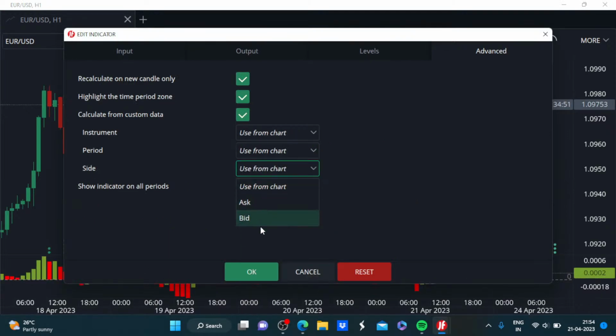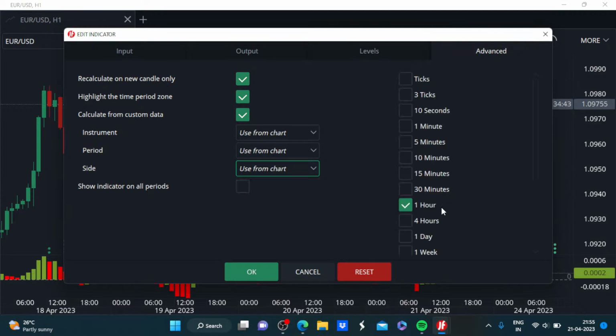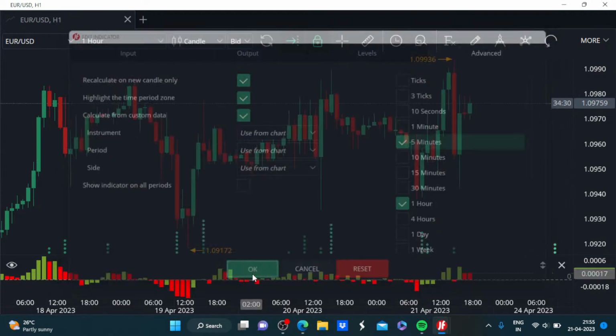Spread side, ask and bid, you can use this. Only slight difference will be there, not much. Show indicator on all the periods. So for example, if you want this indicator to be available on all the candle periods, you can do that as well. Or else you can specify on which particular candle period you want this indicator, and only on those time frames it will be visible on the chart and not otherwise.